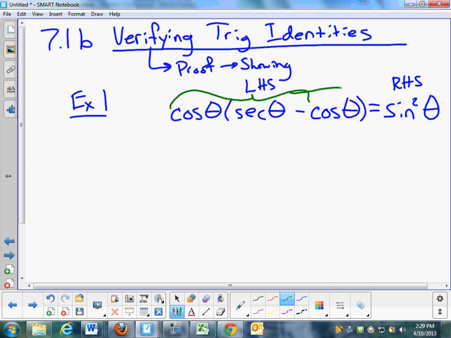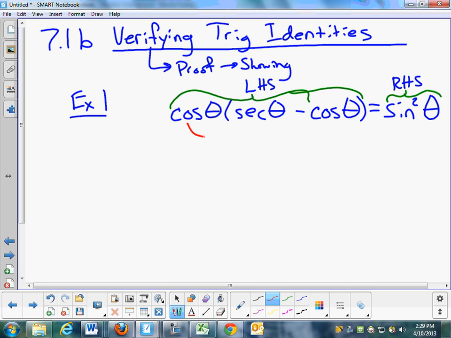You can't work with both sides. You have to work with one. It's the rule. It's just the way it is. Which side would you like to work with? Left-hand side. So we're going to only work with the left-hand side and make it come out to be the right-hand side. Okay? What do you want to do first?